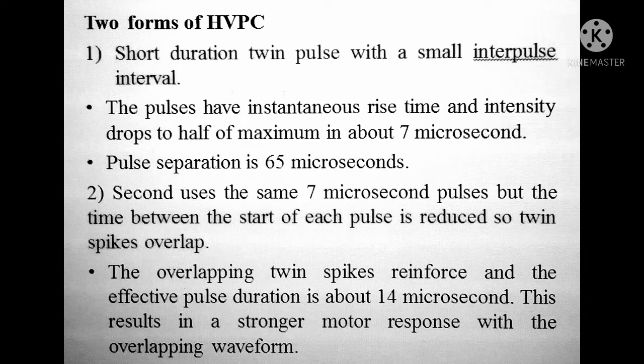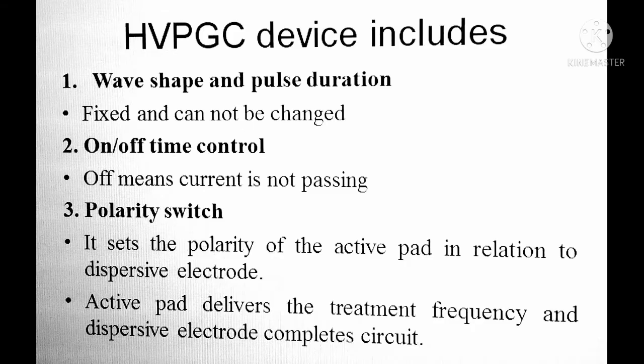The second uses the same 7 microsecond pulses, but the time between the start of each pulse is reduced, so the twin spikes overlap. The overlapping twin spikes reinforce, and the effective pulse duration is about 14 microseconds. This results in a stronger motor response with the overlapping waveform. The high voltage pulse galvanic current device includes wave shape and pulse duration. It is fixed and cannot be changed.